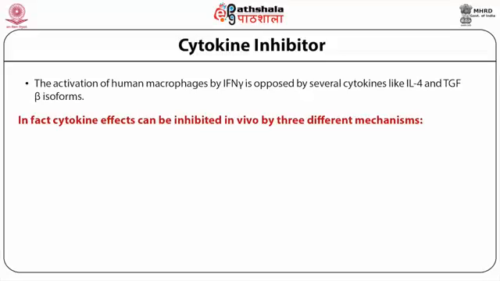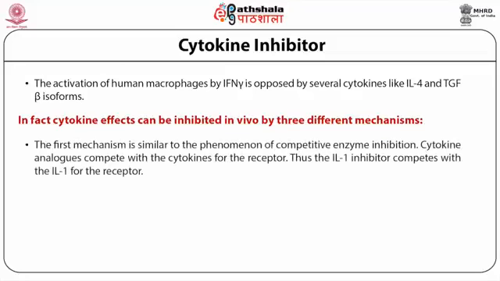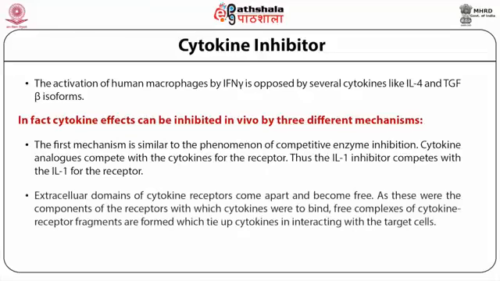In fact, cytokine effects can be inhibited in vivo by three different mechanisms. The first mechanism is similar to the phenomenon of competitive enzyme inhibition. Cytokine analogues compete with the cytokines for the receptor. Thus, the IL-1 inhibitor competes with the IL-1 for the receptor.